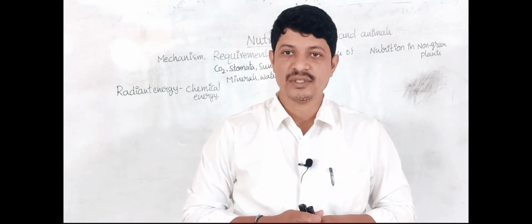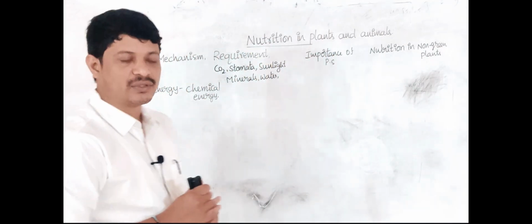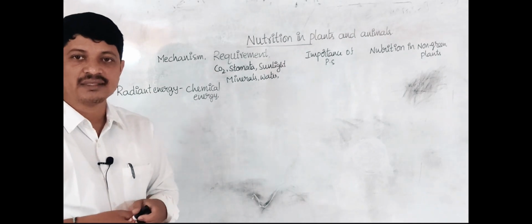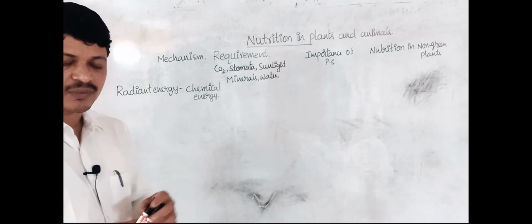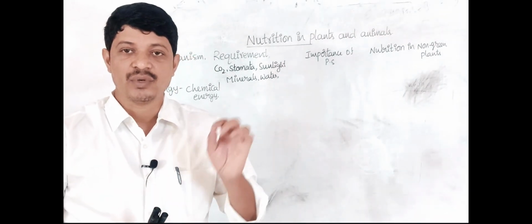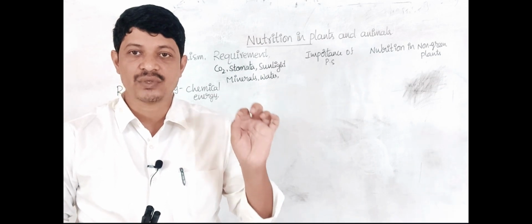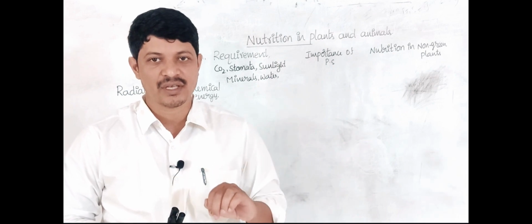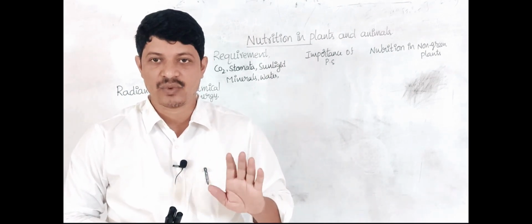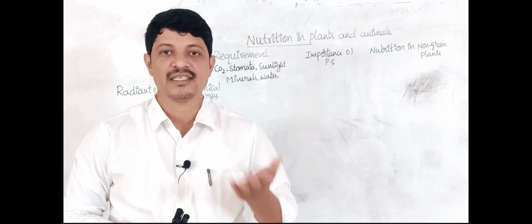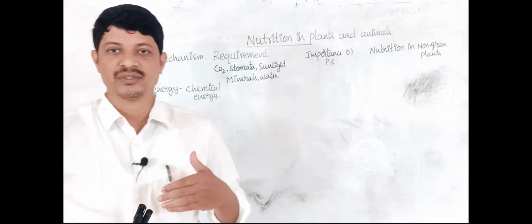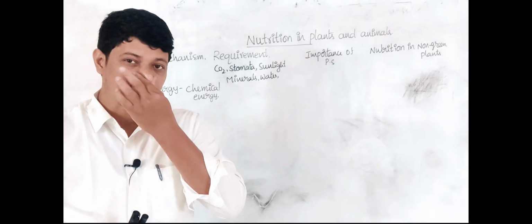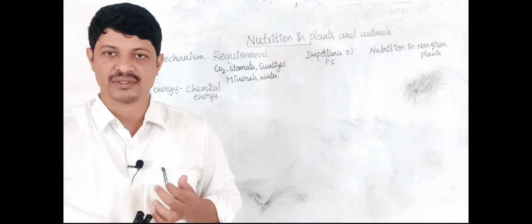Now we are going to discuss the mechanism of the photosynthesis process. Once again, photosynthesis is a photochemical reaction where carbohydrates are formed from carbon dioxide and water in the presence of sunlight in chlorophyll. In this process, oxygen is evolved from the plants. This is the photosynthesis process.